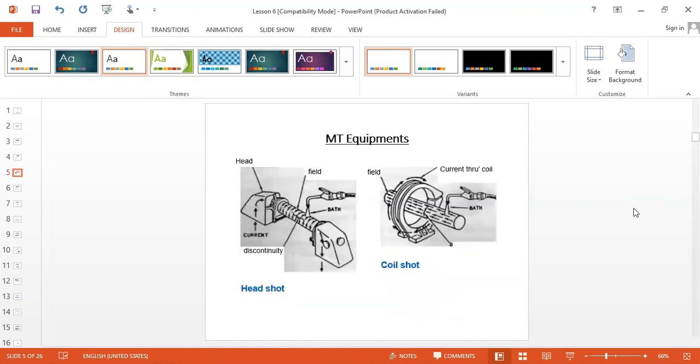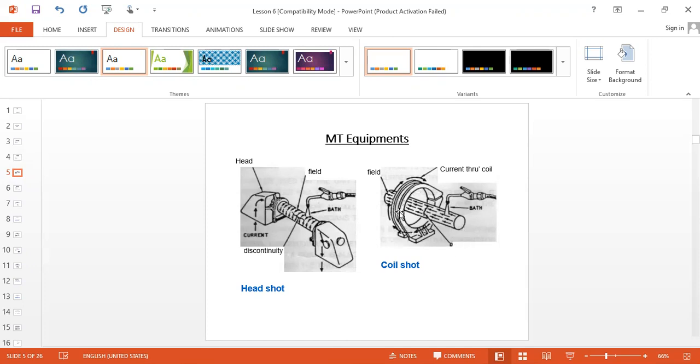So next we are going to see the head shot arrangement. See, this is head, this is tail of a bench type machine, and we are passing current from head to tail. And this is the bath, and see we are seeing this longitudinal crack here because the field in head shot is a circular field. So ultimately we can detect longitudinal defects.